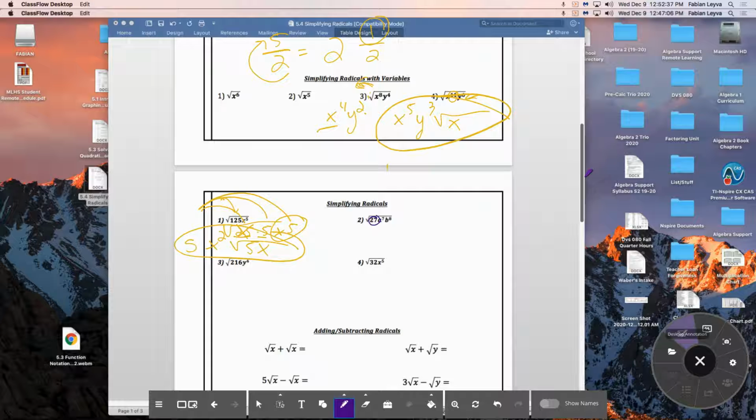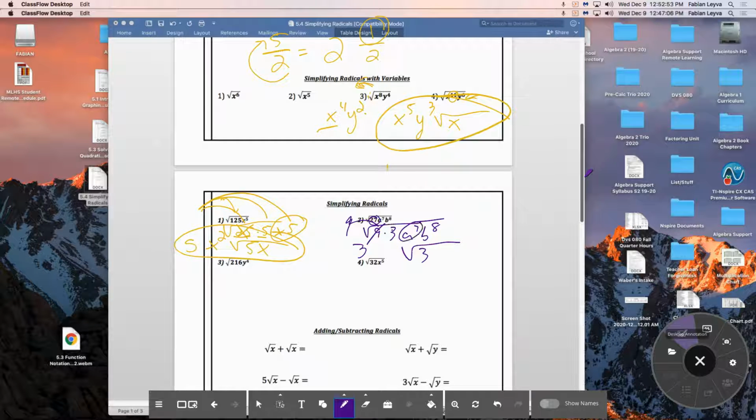27, is it a perfect square root? The answer is no, but I can rewrite it as a product of a perfect square, which is 9. And then I go ahead and rewrite everything, and then I just go step by step. The square root of 9 is 3. I cannot take the square root of 3, so I leave it inside.